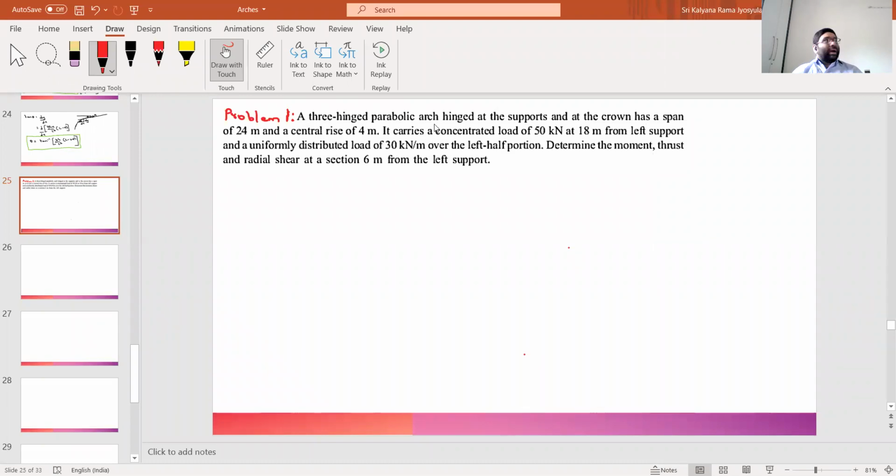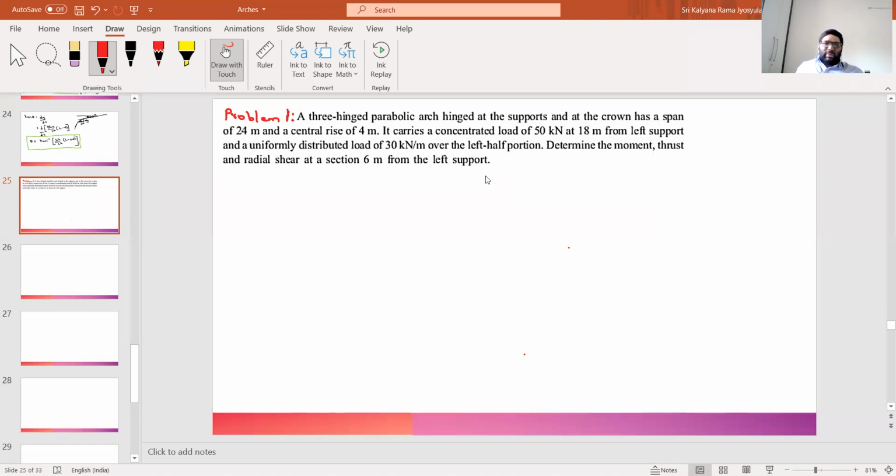But now see the problem here. A three hinged parabolic arch, hinged at the supports and at the crown. Crown means the top portion. It has a span of 24 meters and a central rise of 4 meters. It carries a concentrated load of 50 kilonewton at 18 meters from the left support and a uniformly distributed load of 30 kilonewton per meter over the left half portion. Determine the moment, thrust and radial shear at a section 6 meters from the left support. So this is the problem given.